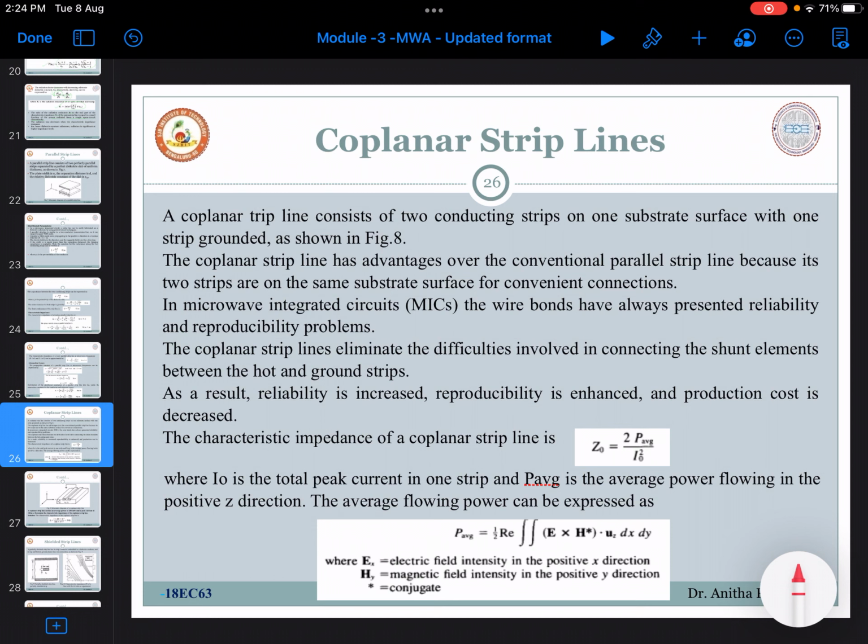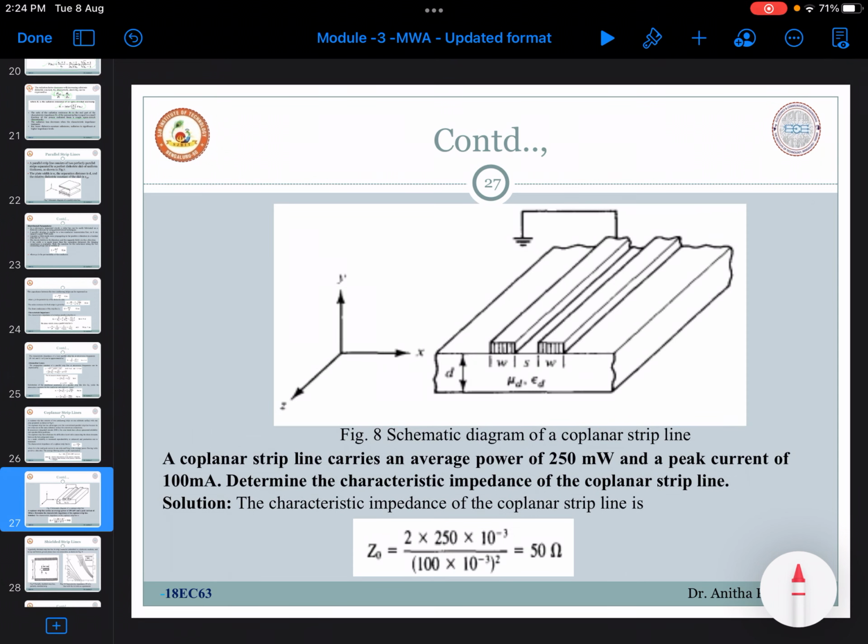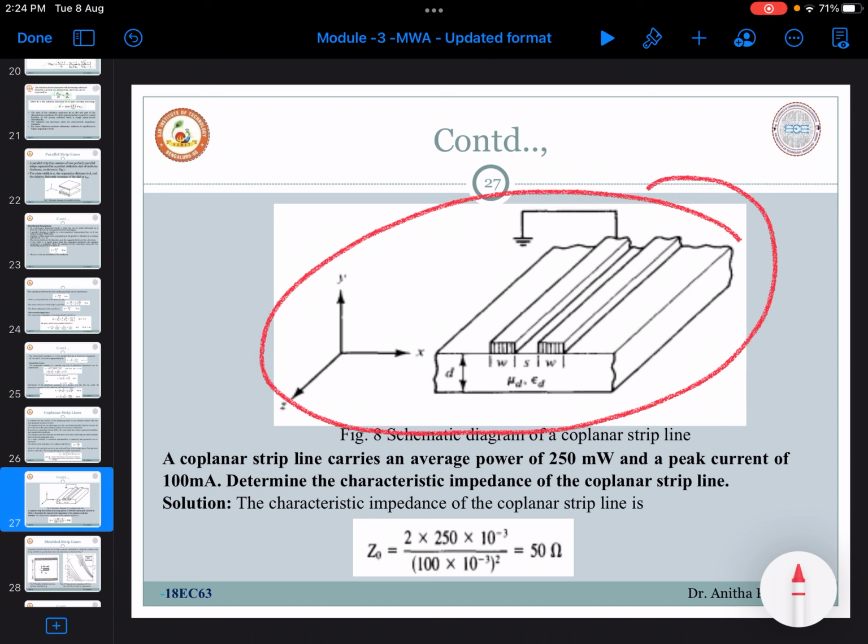Now coming to the next type of strip line, which is nothing but a coplanar strip line. If you observe the structure of a coplanar strip line, you will have a dielectric material having 2 conductor strips placed on top of the dielectric substrate, and one of the strips is connected to ground. So this will act as a ground, and the other conducting strip will act for transmission of signals. Each conducting strip width is considered as W, the separation between the conducting strips is considered as S, and the height of the dielectric substrate is considered as D. Relative permeability and permittivity of the dielectric material are considered as mu D and epsilon D.